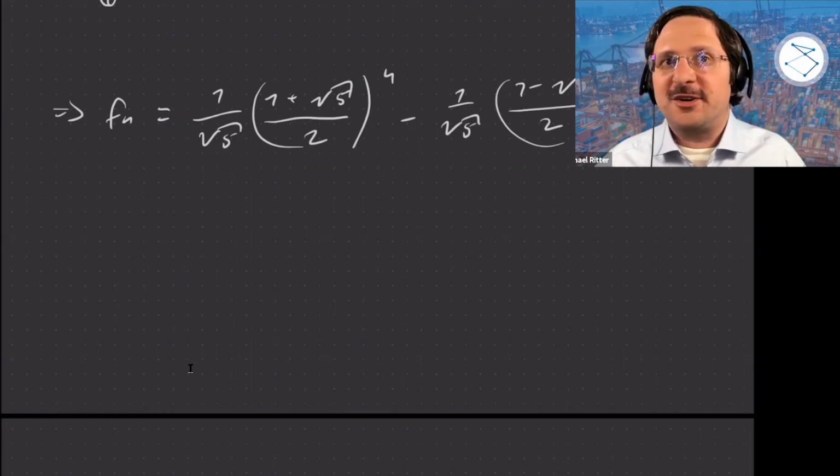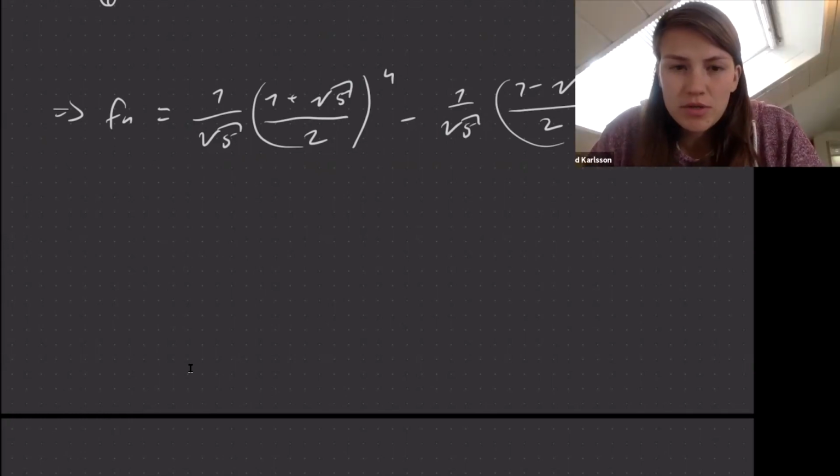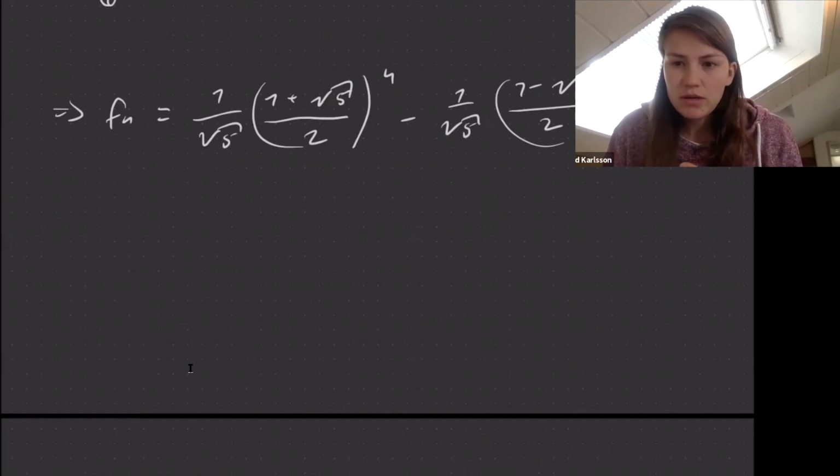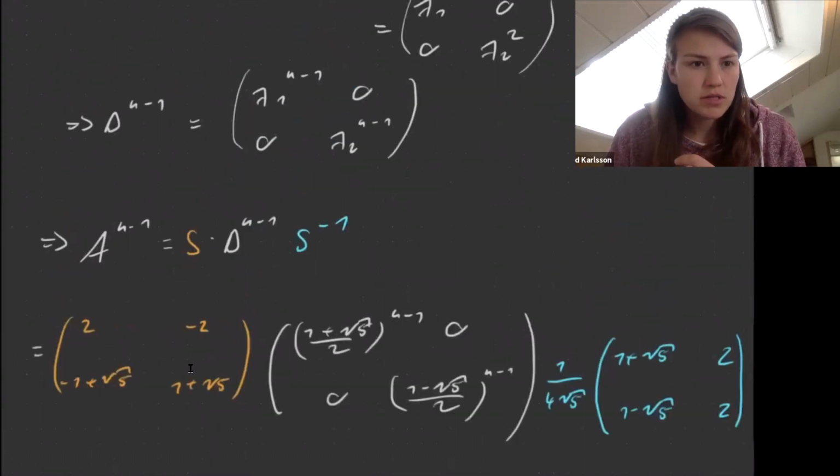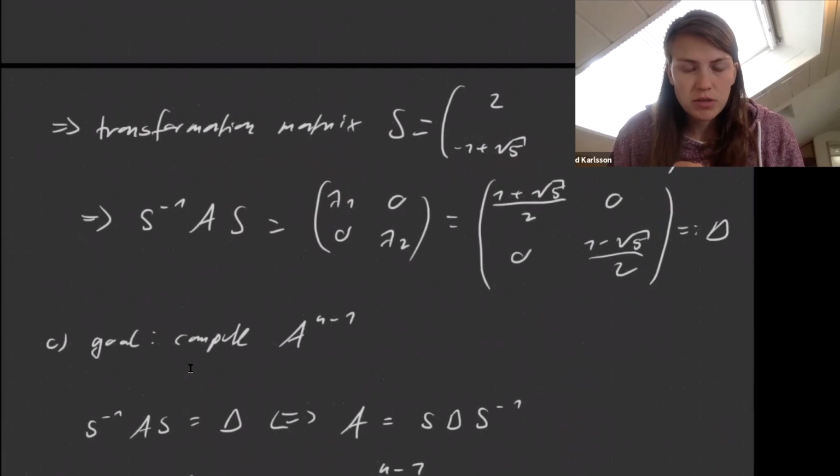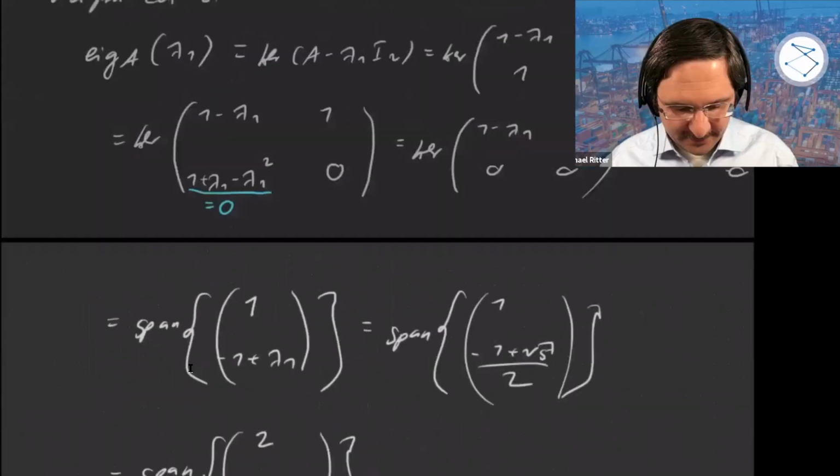So, questions about this one or anything else? There was one question about the computation for the eigenspace of lambda 1, and it was not 100% clear how you got the 0 row.